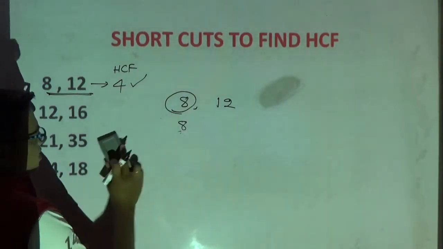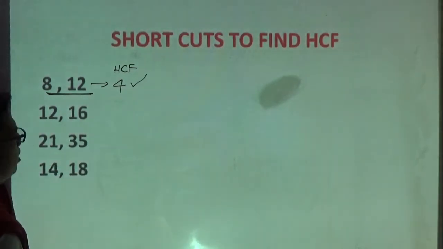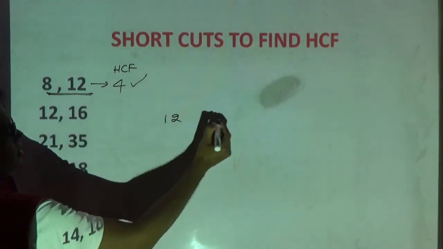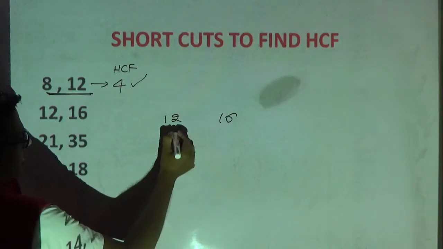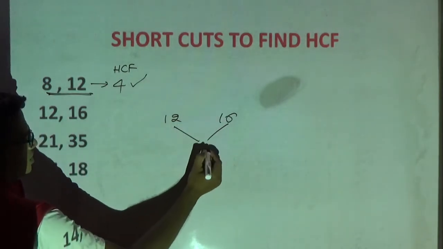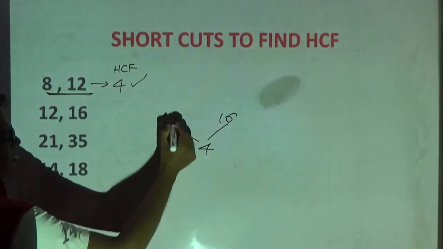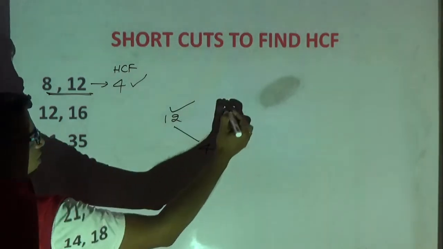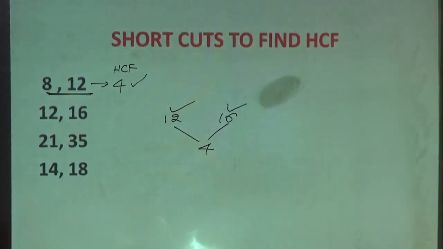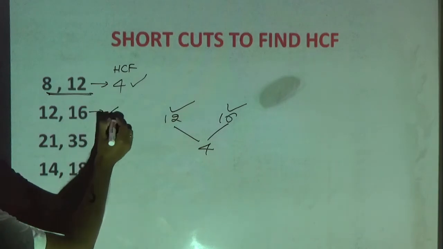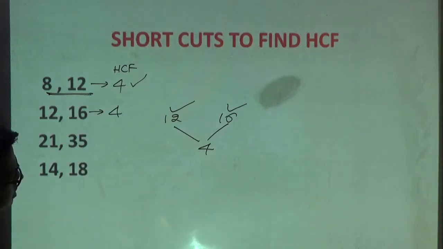Now I will go for the second example. For 12 and 16, I need to find the HCF. The difference of 12 and 16 is 4. 4 is dividing 12. 4 is also dividing 16. Therefore, HCF of 12 and 16 is 4.